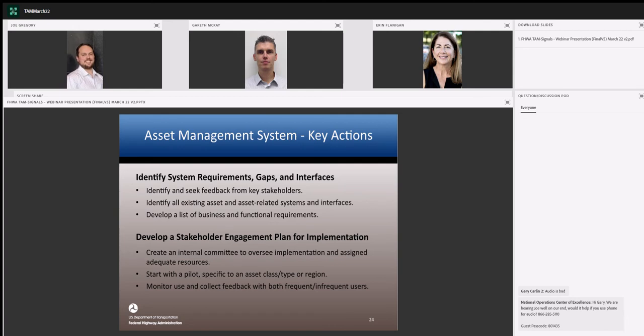As you go through the process, and right from the start, you'll see stakeholders are identified right in the first bullet point on this slide. Have that stakeholder engagement plan. Get people involved from across the agency all the way through the process. Start with a pilot to make sure you work out all the bugs before you go live, and then after you have implemented, collect feedback.